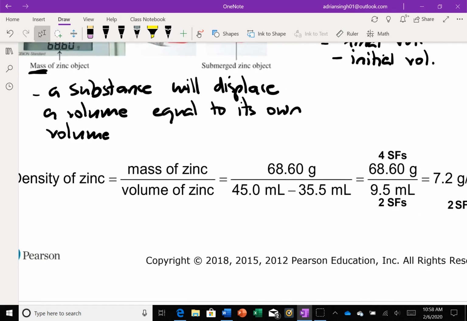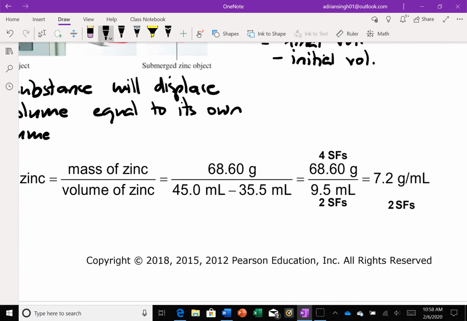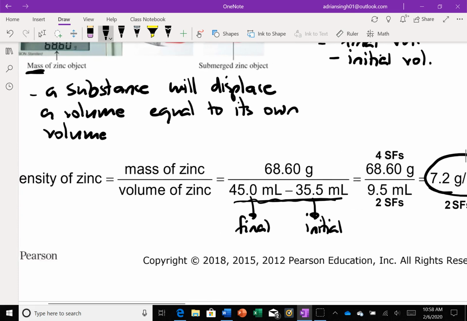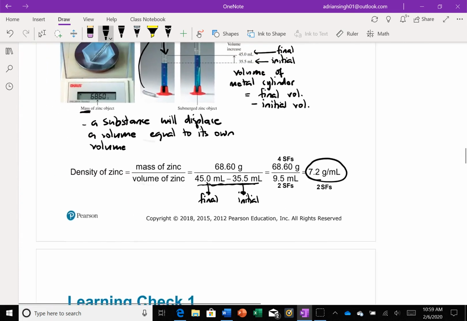All right, and then we can plug that into our density equation. So we can say the density of our zinc cylinder now is the mass of the zinc, which we measured at 68.60, divided by the volume, which is now simply the difference. So this here is our final volume minus the initial volume, which gives us 9.5. And then we end up with 7.2 grams per mil. Along the way, as you probably realize, we're keeping track of sig figs.